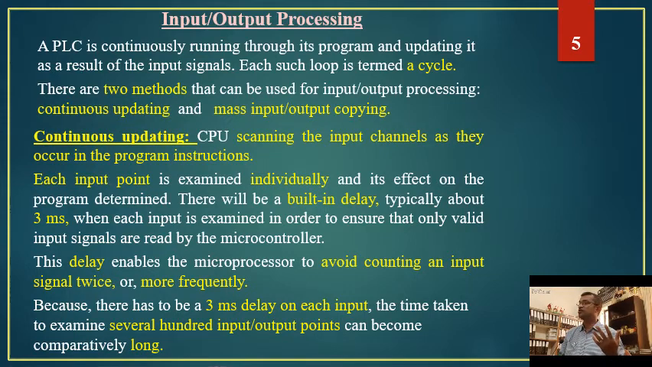But an industry often has thousands of sensors that are connected at different locations. So that is why this delay really creates problems whenever we have continuous updating. But if continuous updating is done, that particular delay is very essential, so that the microprocessor validates the kind of signal that is coming in and makes sure that the signal sent by the sensor is not counted a second or third time.